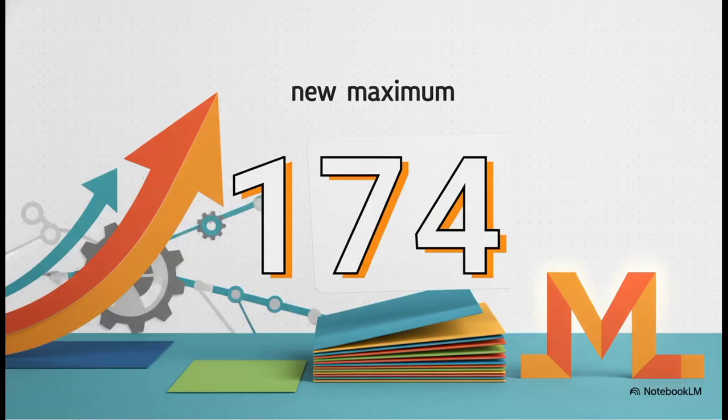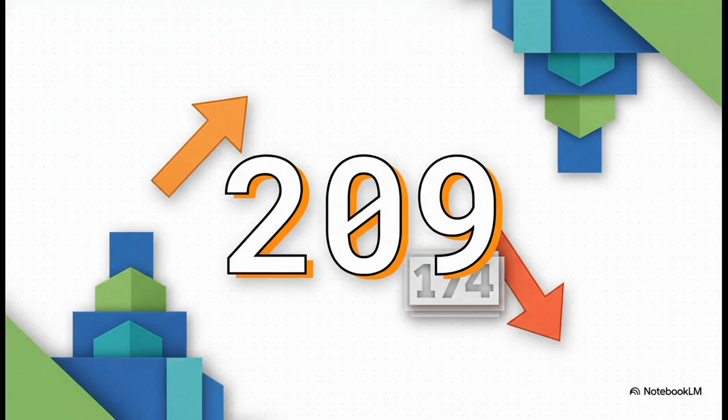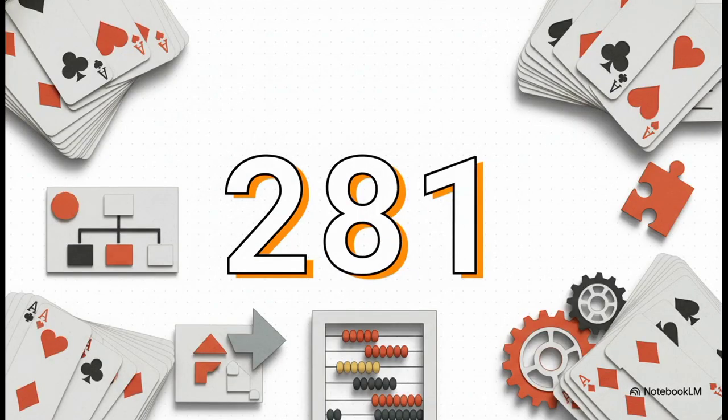The first card is 174. That's higher than 0, so it becomes our new maximum. Easy. Next up is 209. That's higher than 174, so we update our max again. Simple as that. And we just keep doing this for every card. At the end, we're left with the true max score.